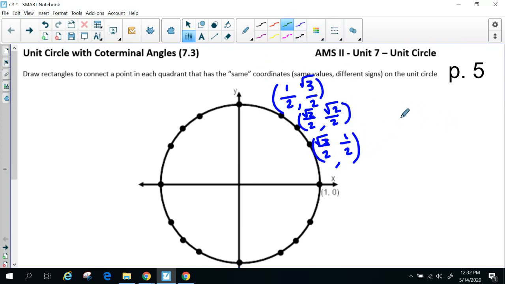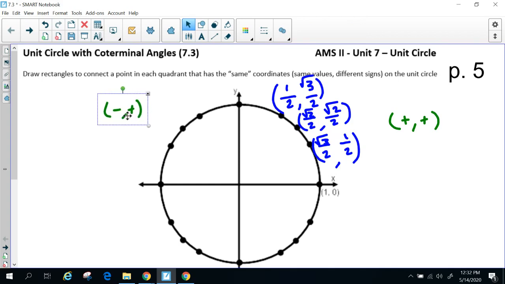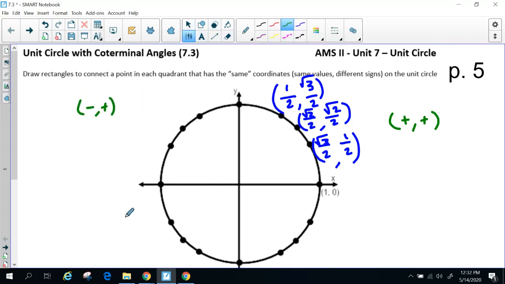Okay, so if we notice here in quadrant 1, everything's positive, positive. I'm going to look at quadrant 2. Since my x-coordinates are negative, y is positive. I'll write that over here. Okay, in quadrant 3, x is negative, y is negative. And in quadrant 4, x is positive, but y is negative.